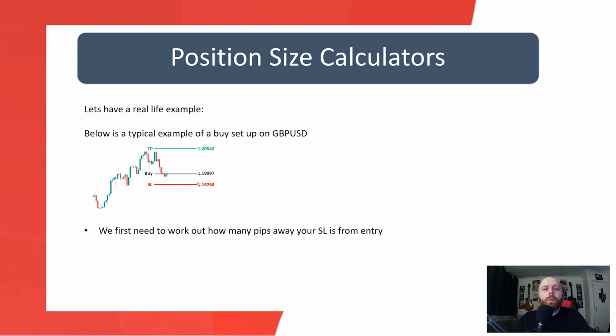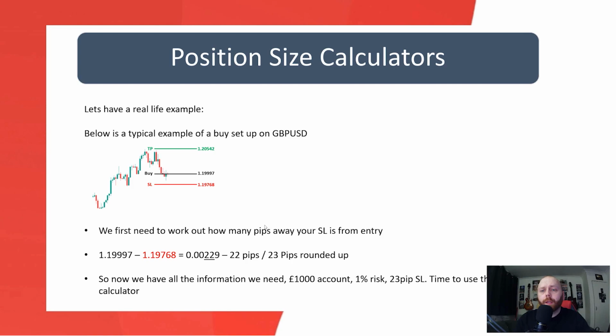Now, if you remember going back to Forex Part 1, we went through how to work out the difference of pips and different prices, but we'll go through it quickly together now. So we're just taking the buy amount, which is the larger value of 1.19997 minus the stop loss amount of 1.19768. That equals 0.00229. So at face value it's 22 pips, but, you know, my OCD means we've got to definitely round this up. So it's 22 pips, but really it's 23 pips rounded up.